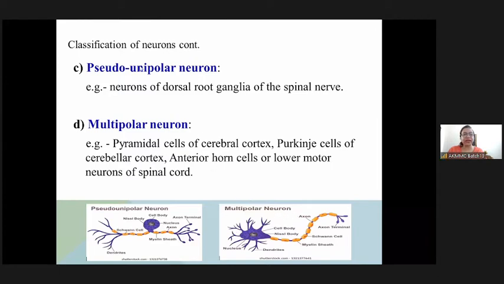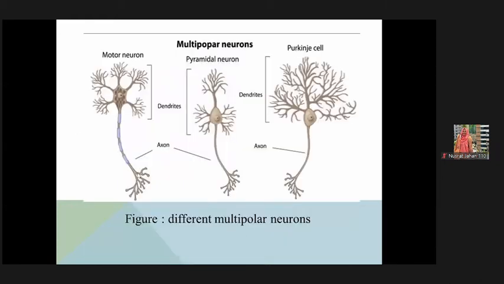Multipolar neuron. Okay, this is a motor neuron, anterior horn cell. This type of neuron is found in the anterior horn of the spinal cord. And this is a pyramidal neuron, found in the cerebral cortex, the big brain. And the Purkinje cell, this kind of neuron we will find in the cerebellum. These are all examples of multipolar neuron.